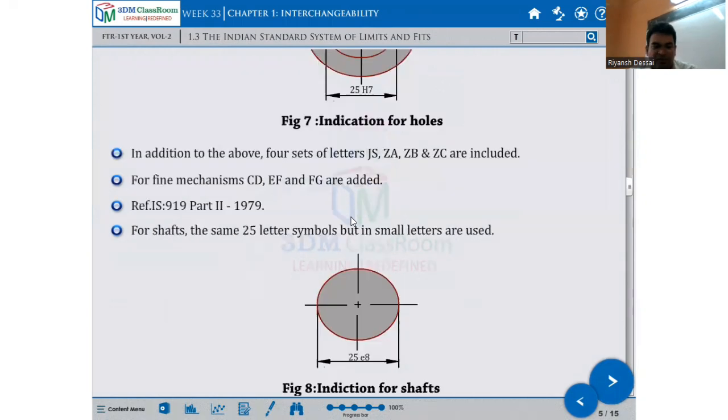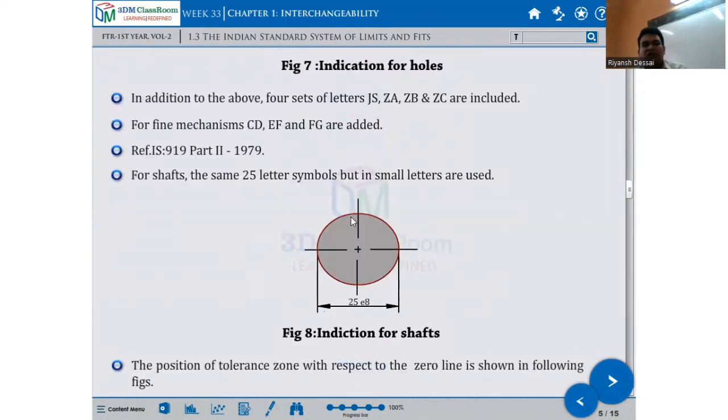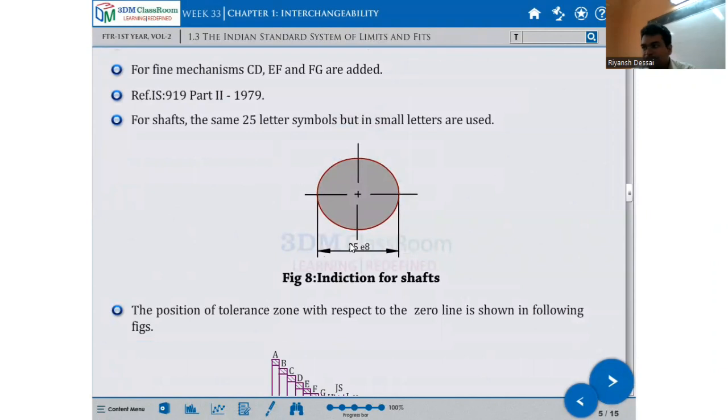For the shaft, the same 25 letter symbols, but in small letter size. For example, this 25 is a basic size and E8 is given, just like H7 was given. H indicated hole. Here capital letter, here small letter, E8. So E8 is a tolerance for the shaft. The position of the tolerance zone with respect to the zero line is as shown in the figure below.